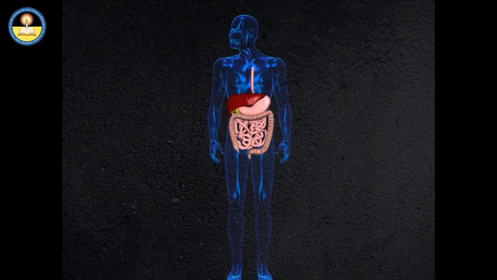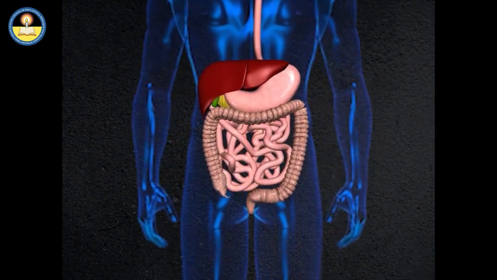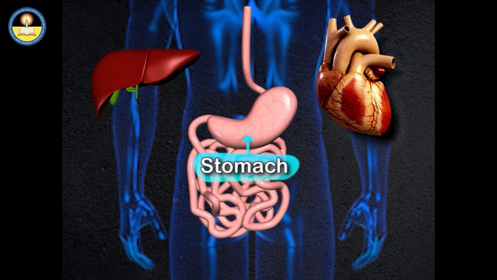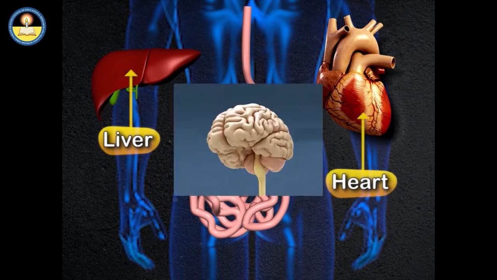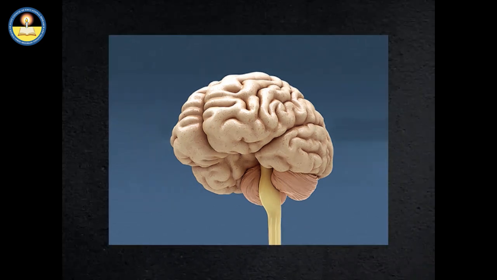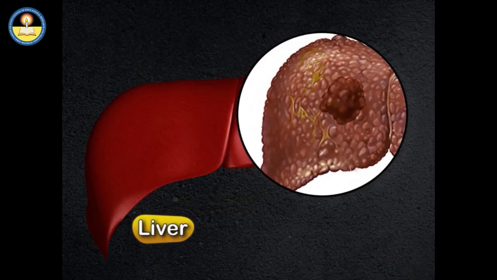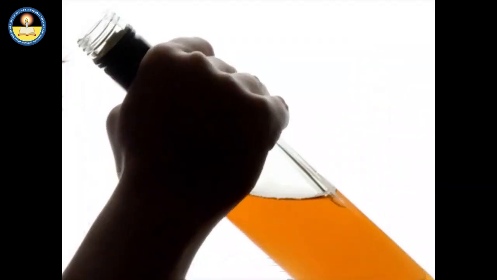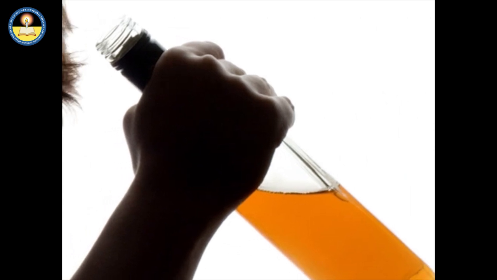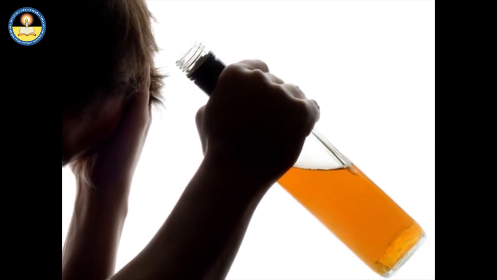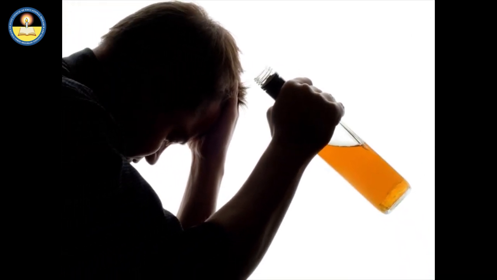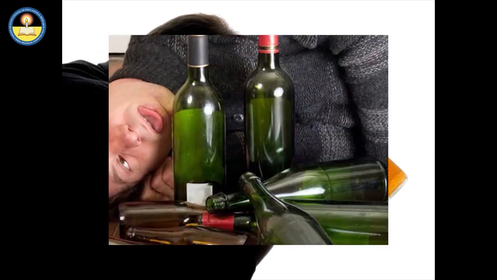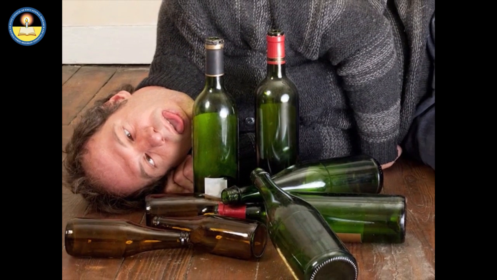Heavy drinking of alcohol over a long period of time can damage the stomach, liver, heart and even brain. The liver disease known as cirrhosis caused by alcohol can lead to death. The drinking of adulterated alcohol containing methyl alcohol causes severe poisoning, leading to blindness and even death.